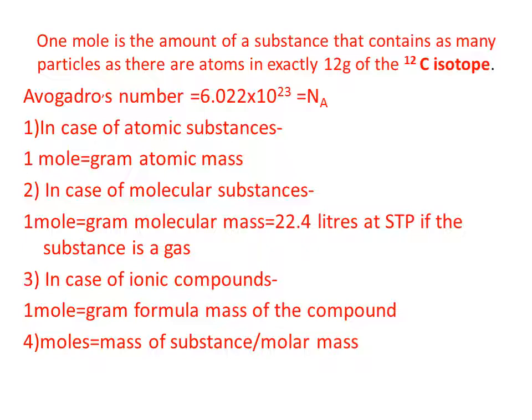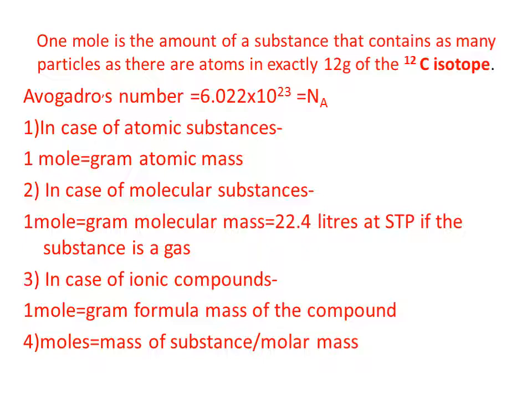Start with mole concept. 1 mole is the amount of a substance that contains as many particles as there are atoms in exactly 12 gram of the carbon-12 isotope. This number of entities or particles in 1 mole is so important that it is given a separate name and symbol, known as the Avogadro constant, designated as Na. Avogadro's number has a fixed value, that is 6.022 × 10^23.